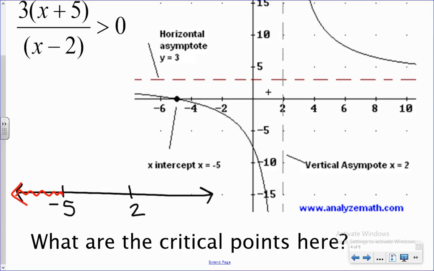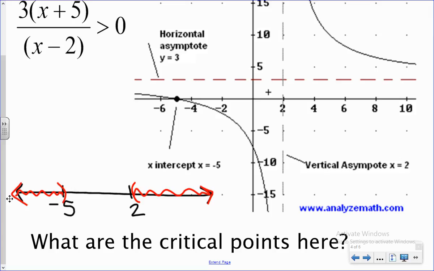Okay. What about from 2 to infinity? Are we above 0 here? We're above the x-axis, so yes. Okay. And since we have just a straight up inequality, we would have those parentheses.